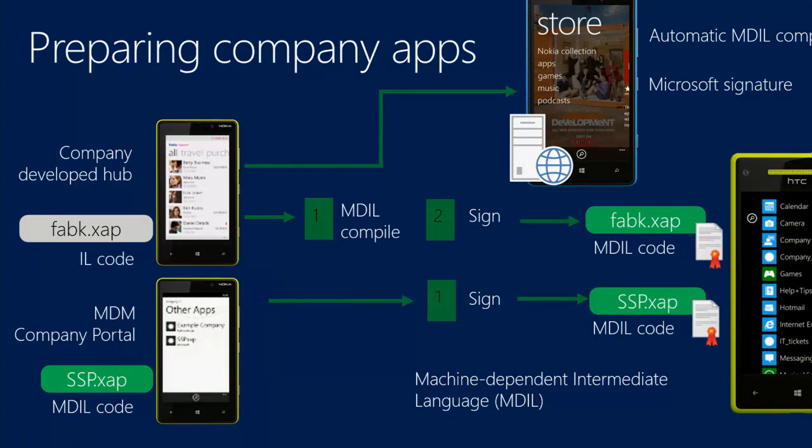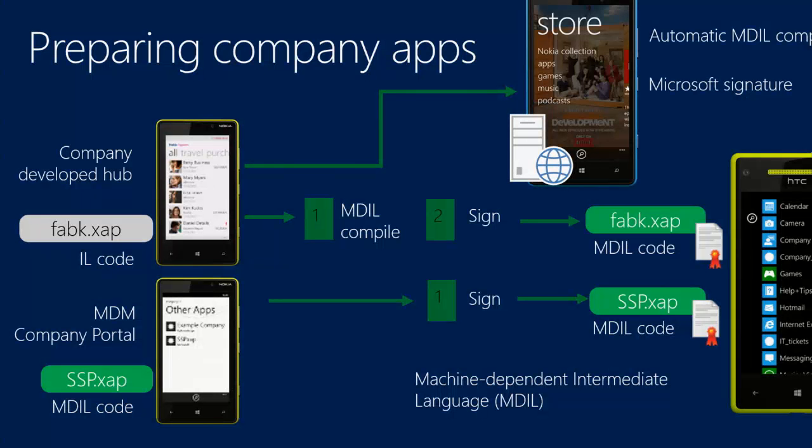Now, for preparing company apps, we have the 2 options here. So the company developed hub that you can actually go through. We actually have a sample that we just published recently, and I'll go through all that later on the website, where you can actually go through and do this yourself, not using an MDM, or you can use the MDM company portal, which will pretty much automate the process quite a bit.